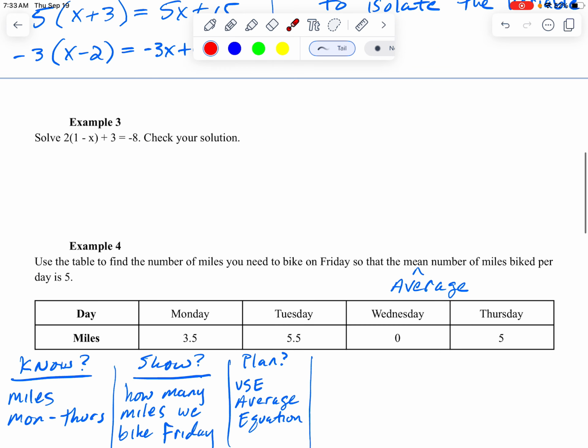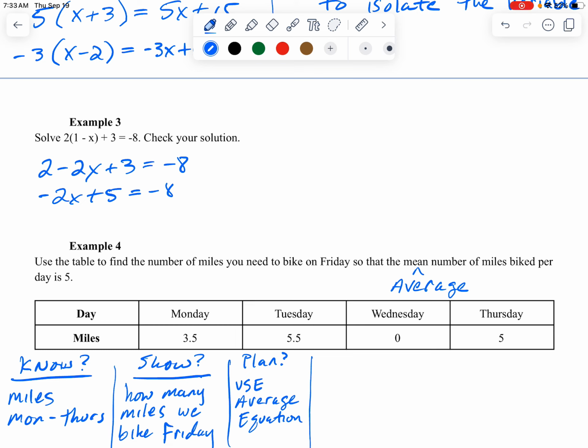Okay, moving on. Here we need to do some of that distribution, so we're going to do that first. So I've got 2 times 1 and 2 times negative x. So this is going to be 2 minus 2x plus 3 equals negative 8. Notice when I do the distribution, those parentheses go away. And now I can combine some like terms. I've got a 2 and I've got a 3. So I've got negative 2x plus 5 equals negative 8.